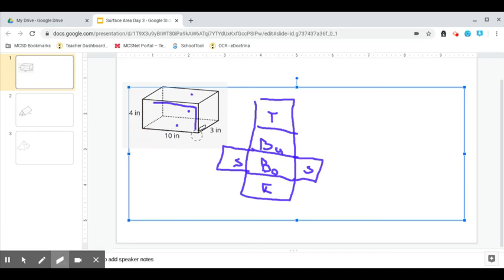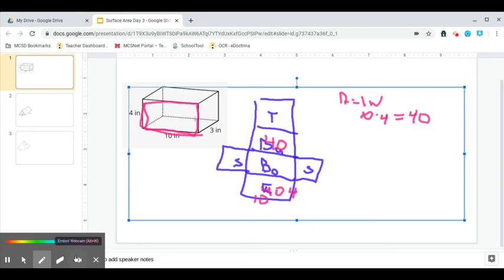Now, what are we going to do with this net? We're going to find the area of each piece. If I want to find the area of the front panel, we have 10 going across and 4 going up. So area equals length times width, 10 times 4 is 40. So if this is 40, the back also has to be 40.